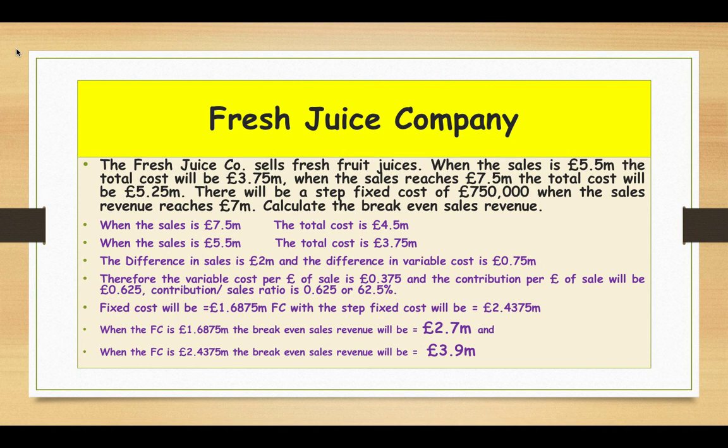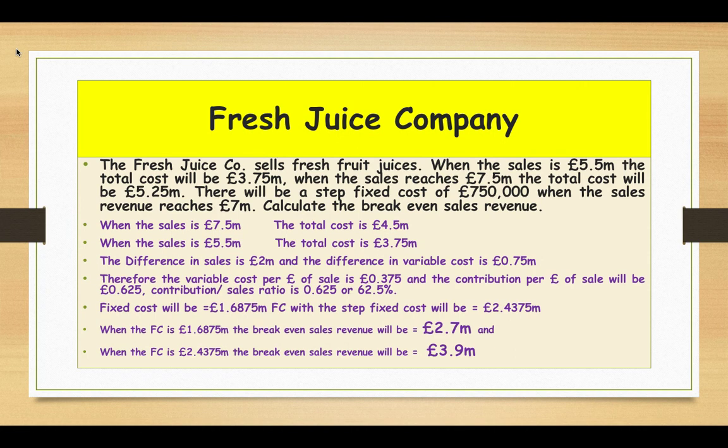Here we are going to see a slightly complicated example called Fresh Juice Company. The Fresh Juice Company sells fresh fruit juices. When the sales is £5.5 million, the total cost will be £3.75 million. When the sales reaches £7.5 million, the total cost will be £5.25 million. There will be a step fixed cost of £750,000 when the sales revenue reaches £7 million. Calculate the break-even sales revenue.